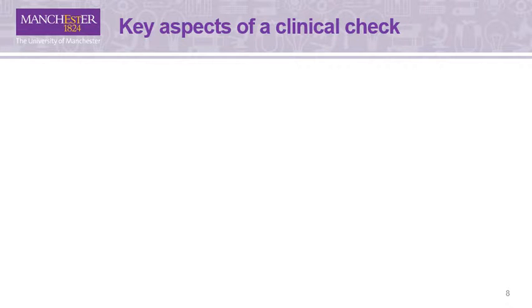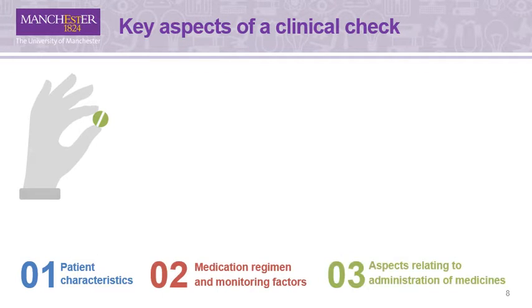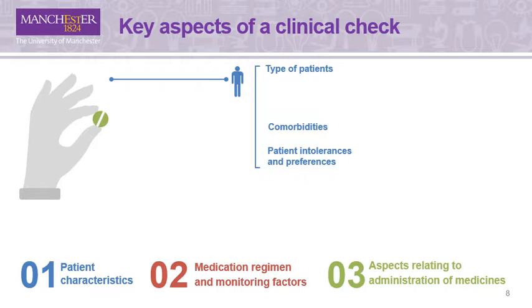After all the relevant information is obtained, there are 3 key areas you need to consider during a clinical check. These are the characteristics of the patient, the medication regimen, monitoring requirements, and aspects related to the administration of the medicines prescribed. So, let's start by talking about some of the important patient characteristics that you may need to consider.